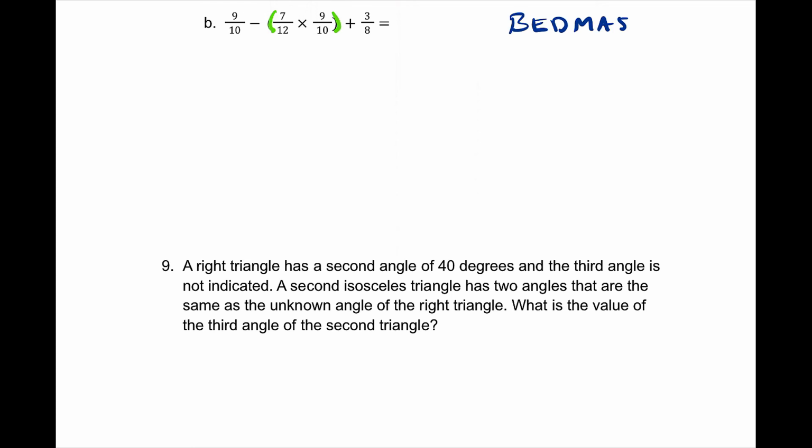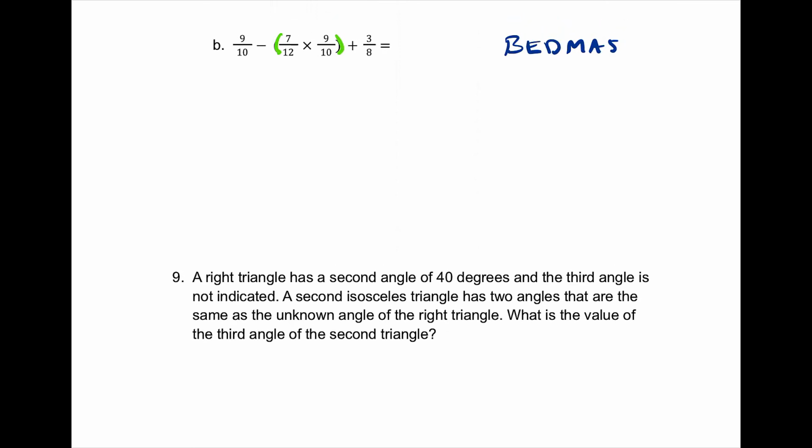So 7 over 12 times 9 over 10. And I can see right here that I can divide 3 into 9 and get 3, and divide 3 into 12 and get 4. So that simplifies it a little bit. And now on the top I've got 7 times 3, which is 21, and on the bottom I have 4 times 10, which is 40. Again, I'll keep those in brackets, then bring everything else down. Okay, now I'm done inside the brackets.